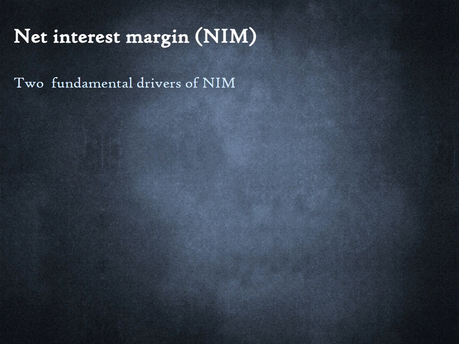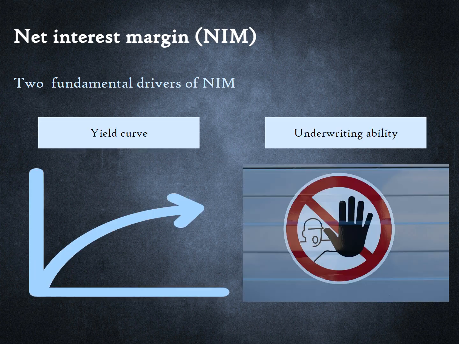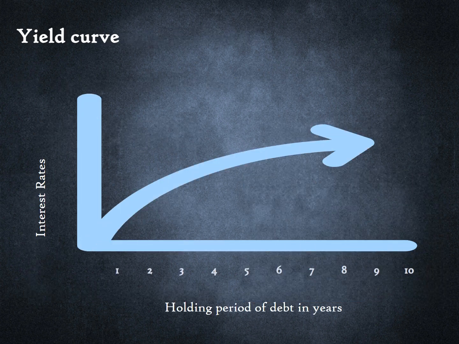There are two fundamental business reasons why banks can lend at a higher rate than they can borrow. The first is the yield curve and the second is banks' ability to underwrite risk. Next, we will learn what these terms mean. The yield curve is a graph that maps the interest rates that an investor can earn against the holding period of debt for a given level of credit risk. Usually, longer maturities are associated with our ability to earn higher rates.